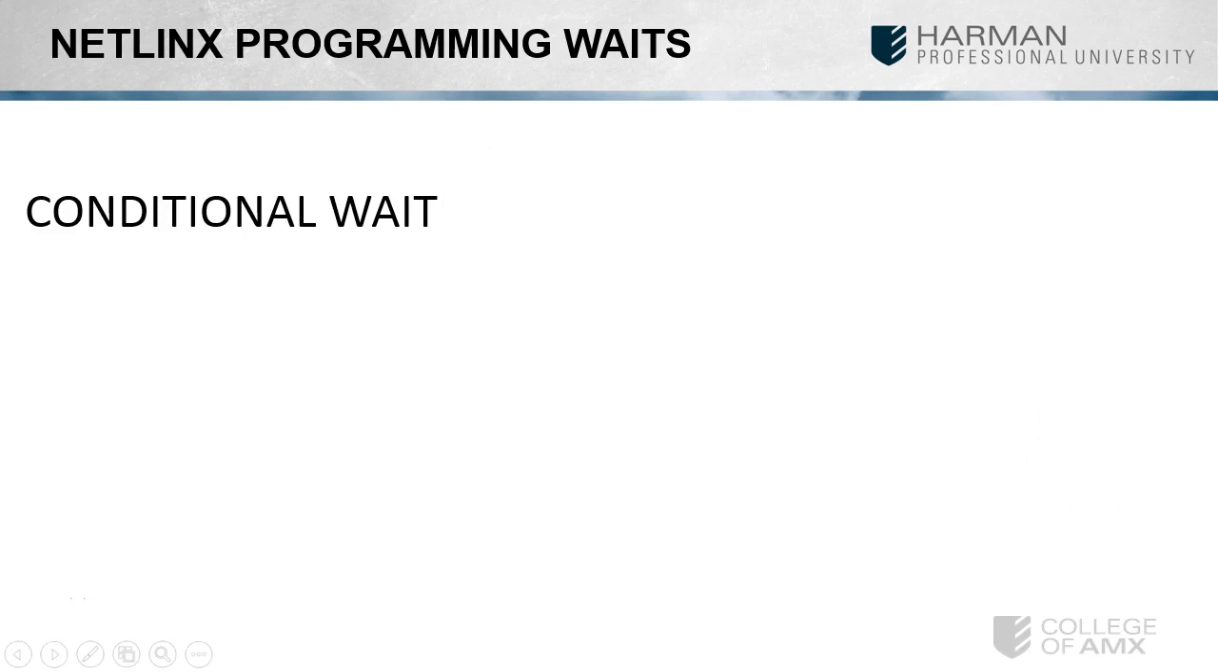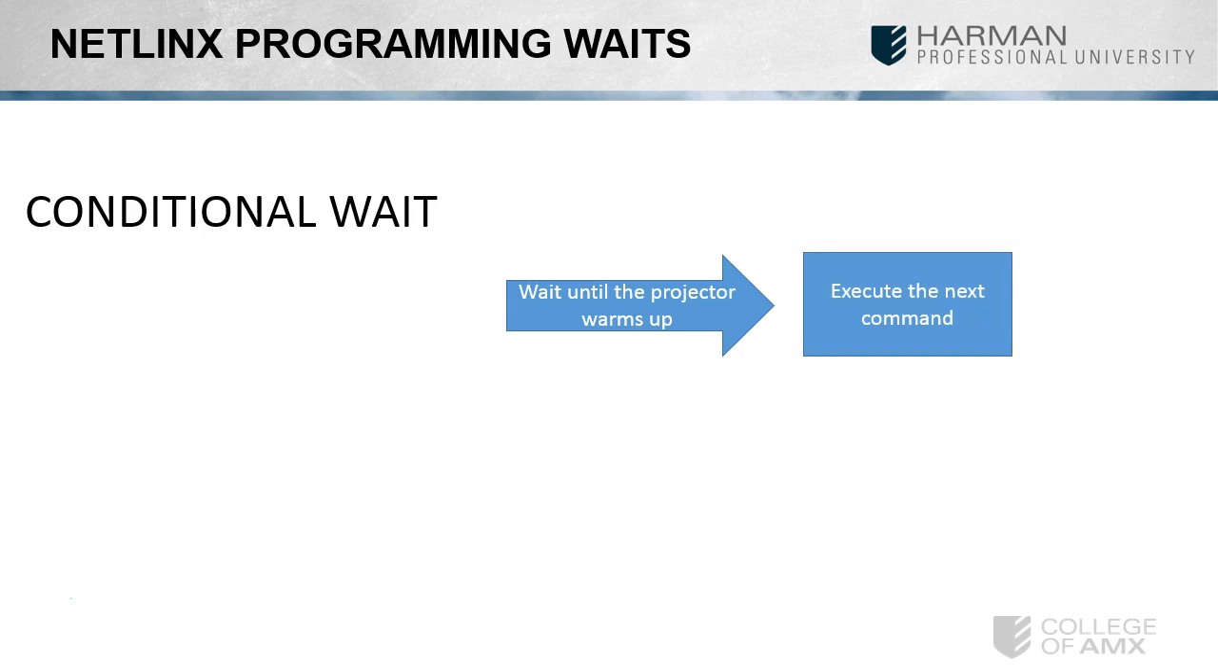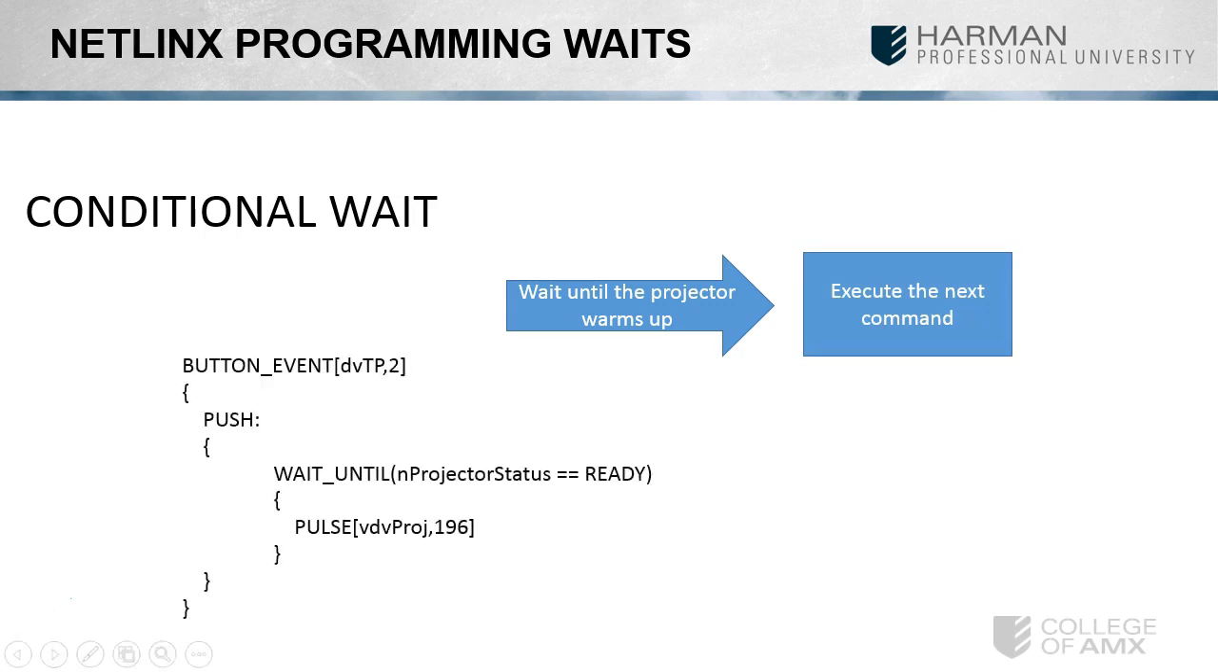A conditional wait is a wait that is looking for a certain condition to be met, and if and when the condition becomes true, then the code executes. Use with caution. If the condition is never met, the associated code will never execute.